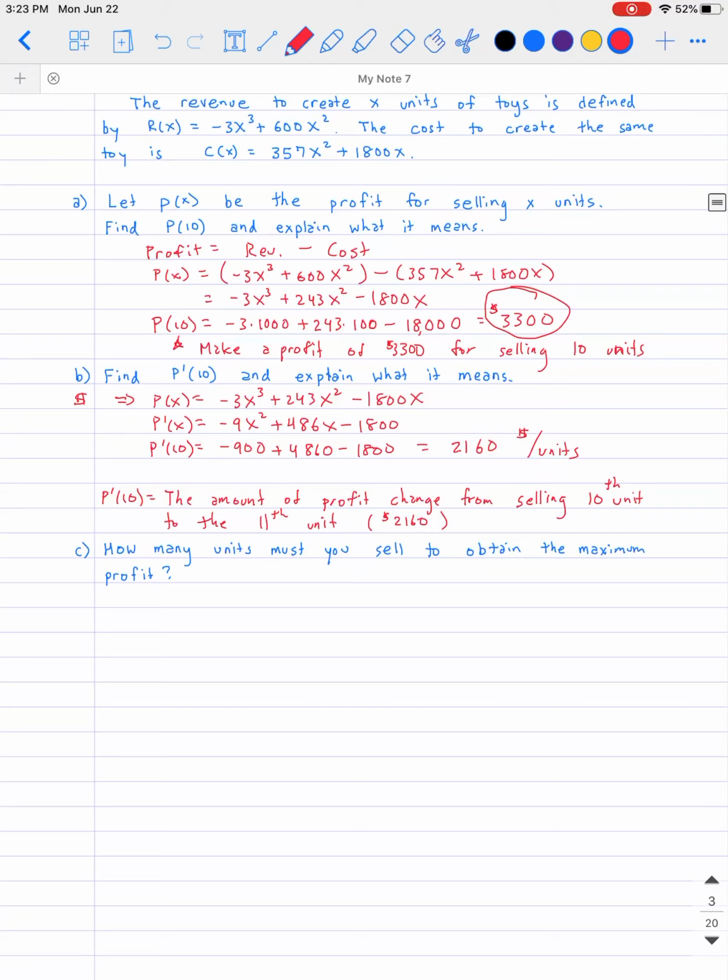Now let's look at the last part right here. I want to know how many units must you sell to obtain the maximum profit. Okay, I want to know how many units must you sell in order to make a maximum profit. To give you something to work with, because we're actually looking ahead right now, this type of problem, part C, you won't actually encounter until maybe the next chapter because it'll be more defined. But for right now, we can get an idea as to what I'm looking for.